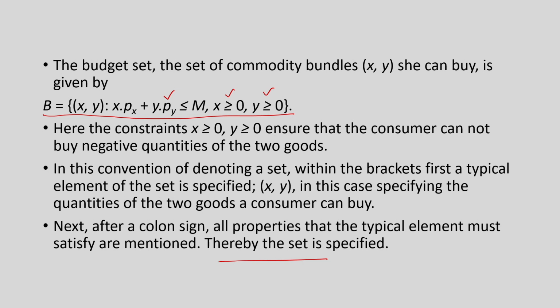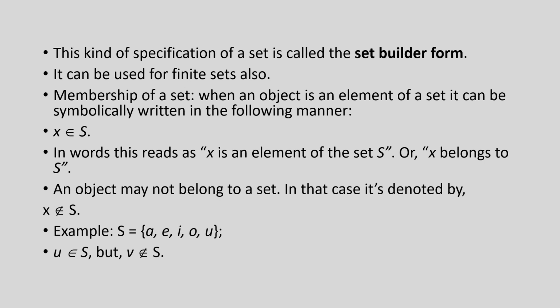If you cannot write all the elements of the set, because think about it, if M is positive and if you think about this budget set, it has an infinite number of elements. So, you cannot possibly write all the elements within the second brackets. So, therefore, we use this convention of writing this set. This kind of specification of a set is called the set builder form.